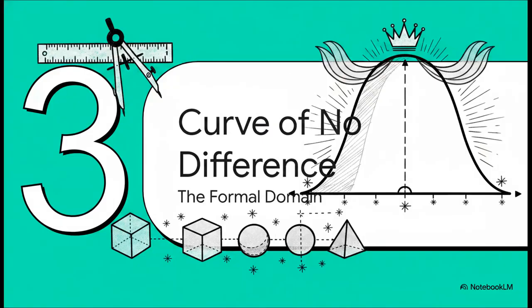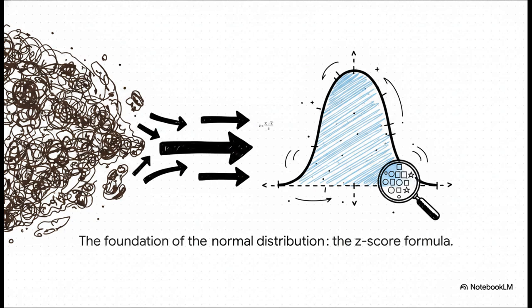Section 3. The curve of no difference. Now that we are equipped with proper measurement, we face our first real trial in the formal domain. Okay, so to make sense of all this mud and flesh, we desperately need a way to transform raw, chaotic data into a perfect mathematical model. Enter the z-score. It serves as the absolute foundation of the normal distribution. By calculating the mean and measuring the dispersion, or variance, around that mean, we can take any messy empirical data and standardize it into this beautiful symmetrical curve. Suddenly, this mathematical model allows us to see patterns and probabilities that are completely invisible to our naked senses. It's like putting on a pair of X-ray glasses for reality.